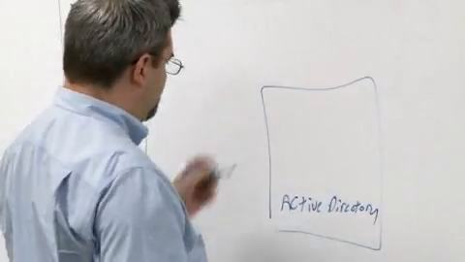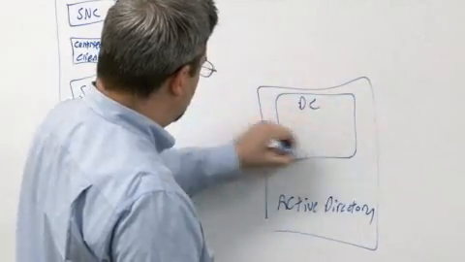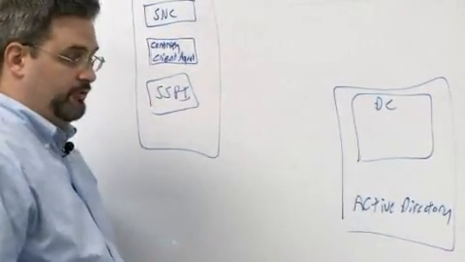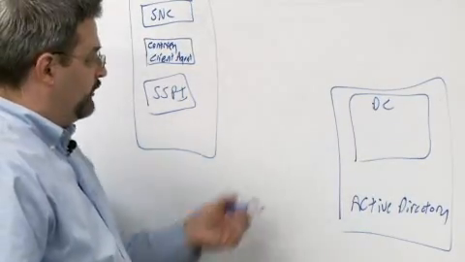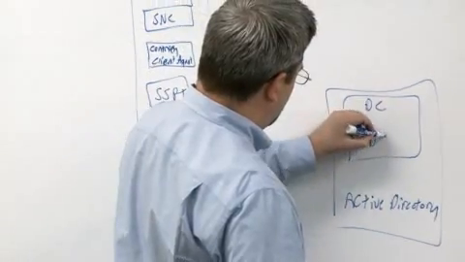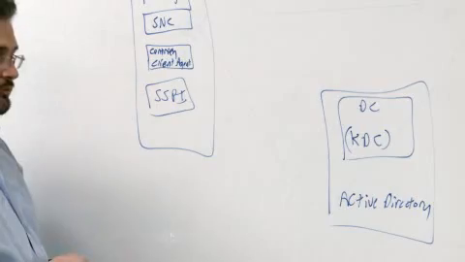So in Active Directory, most people think of Active Directory as a domain controller, and that's true. So there's this domain controller component. But the domain controller also doubles as the Kerberos domain controller. So it provides both the networking services and the Kerberos services. And I'll just put KDC, which is what the Kerberos controller is known for.